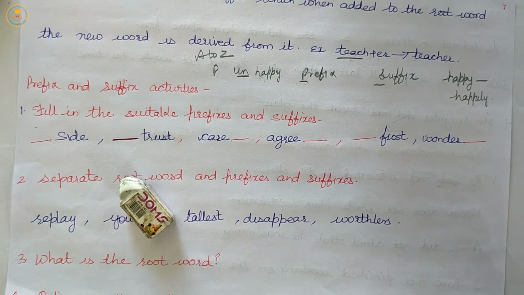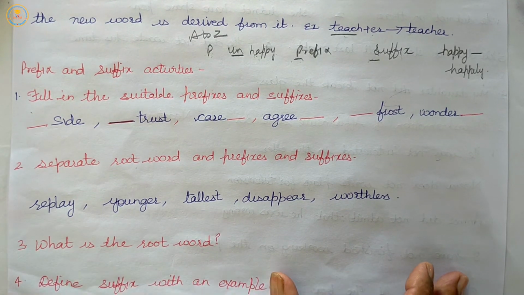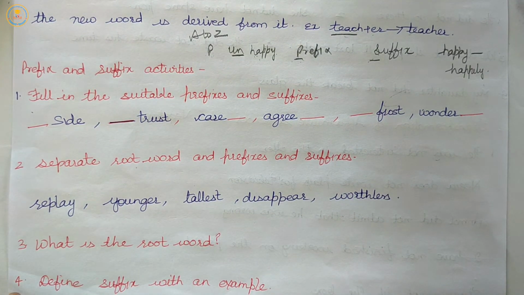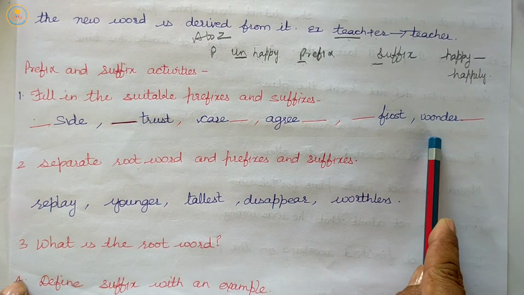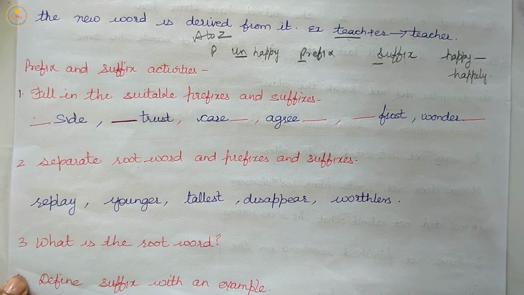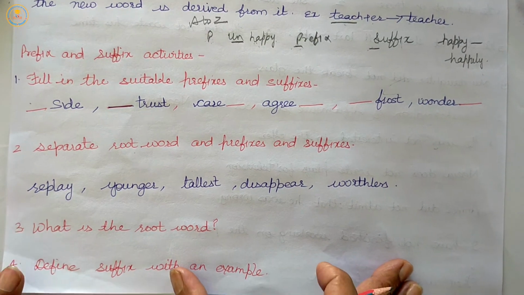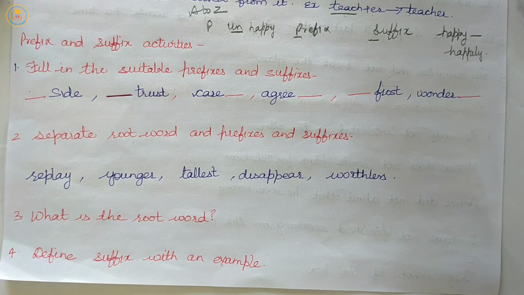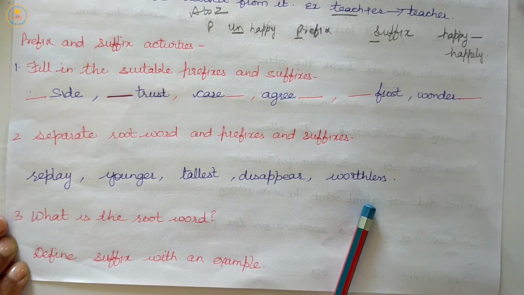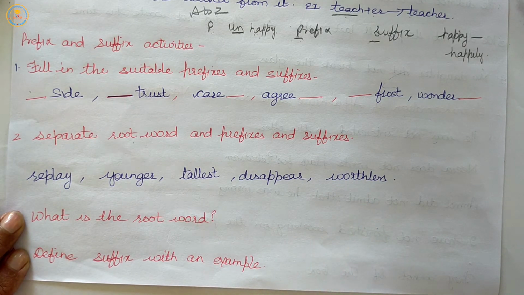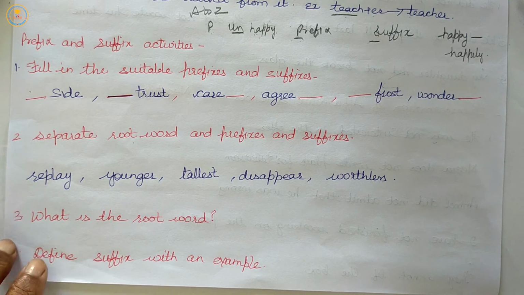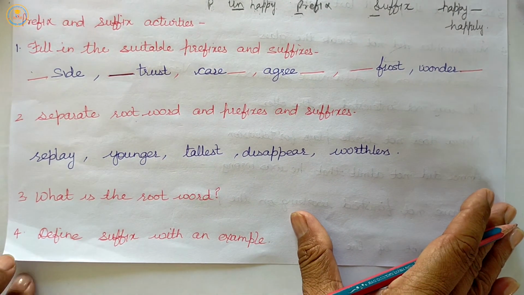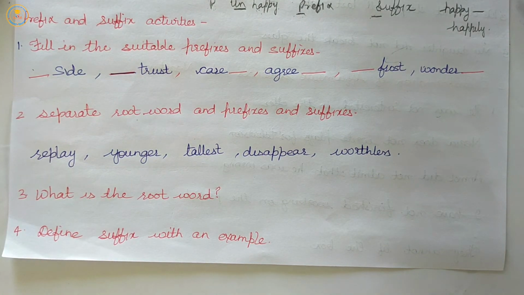So let me give you some activities related to our topic. First is to fill in the suitable prefixes and suffixes. Some root words are given and you will have to add a prefix or suffix. Next is to separate the root word and the prefixes and suffixes from the given words. Next is to define what a root word is. And next is to define suffix with an example.